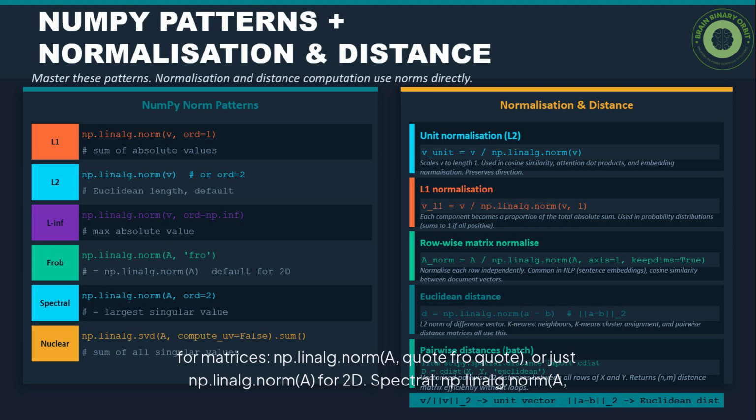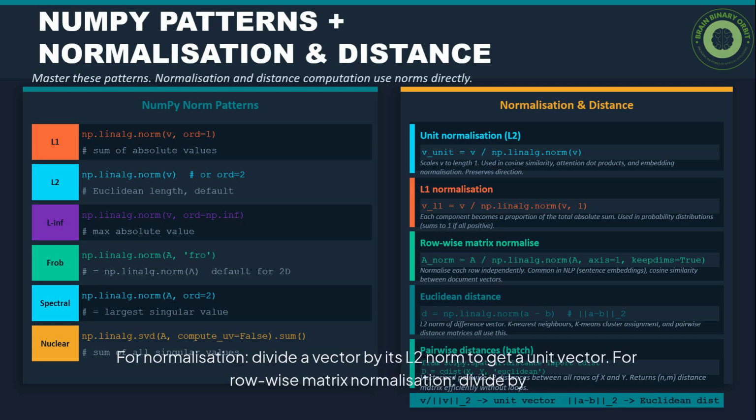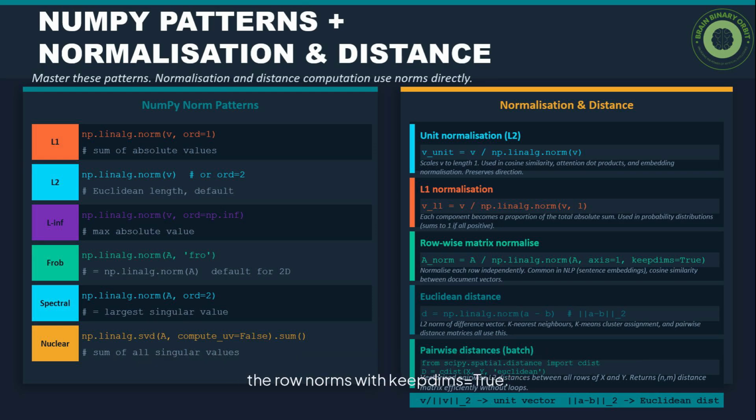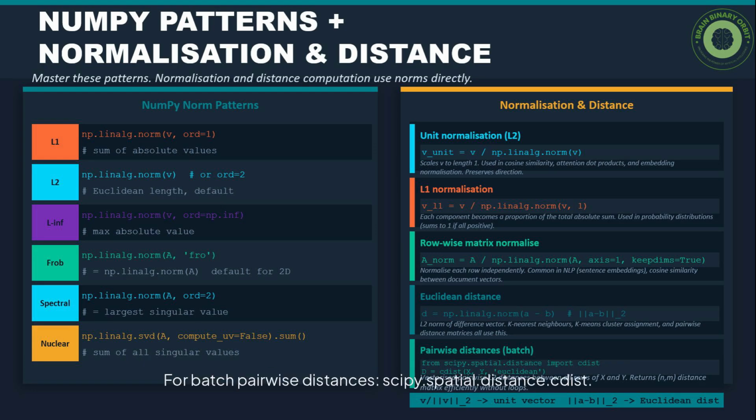np.linalg.norm(A, ord=2). Nuclear: sum the output of np.linalg.svd with compute_uv equals false. For normalization, divide a vector by its L2 norm to get a unit vector. For row-wise matrix normalization, divide by the row norms with keepdims equals true. For Euclidean distance between two vectors, np.linalg.norm(a - b). For batch pairwise distances, scipy.spatial.distance.cdist.